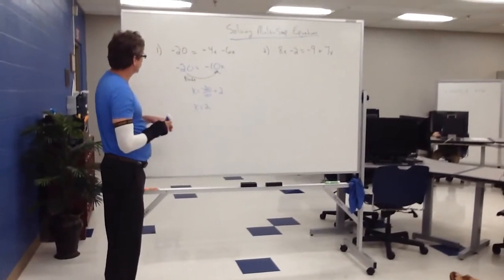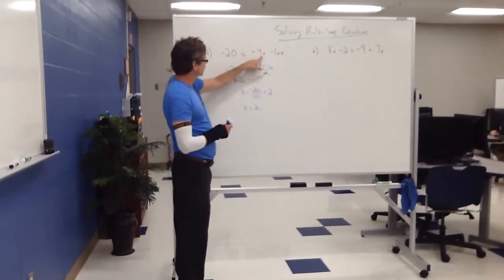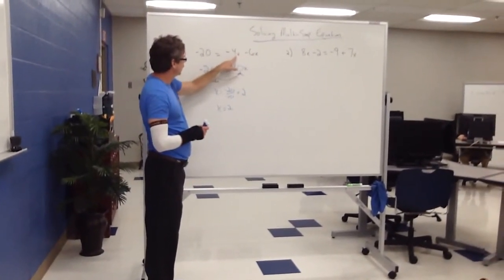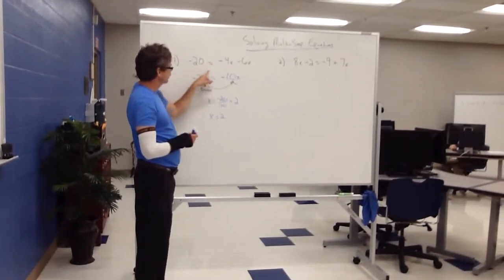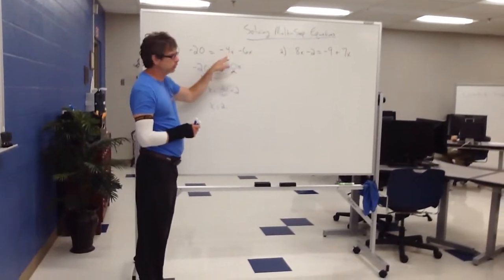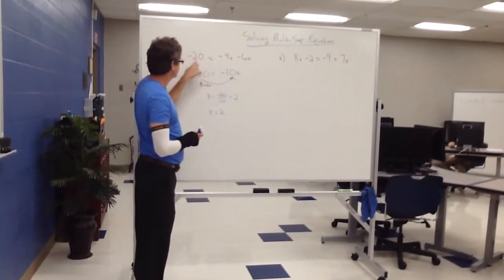And so if we check that, if we put a 2 in for each x, that's going to change that to a negative 8. That's going to change that to a negative 12. A negative 8 and a negative 12 would be a negative 20. If you're using your calculators, I would encourage you to practice substituting in 2 for x and see if that does work out to be a negative 20.